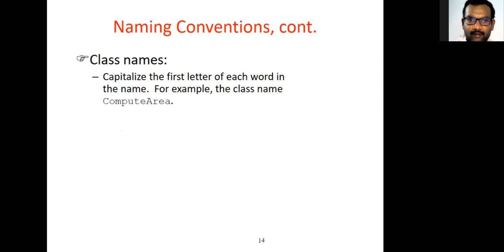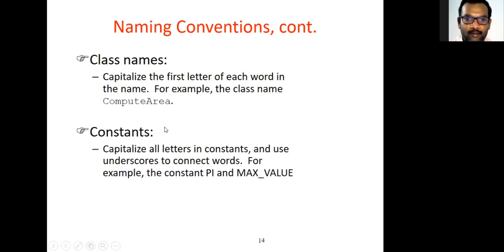And class names. In Java, all the predefined classes start with capital letters. If a name consists of more than one word, the first letter of each following word is also capital. In ComputeArea, since the naming convention for a class always starts with a capital letter, C is capital, and A, for area, is also a capital letter.